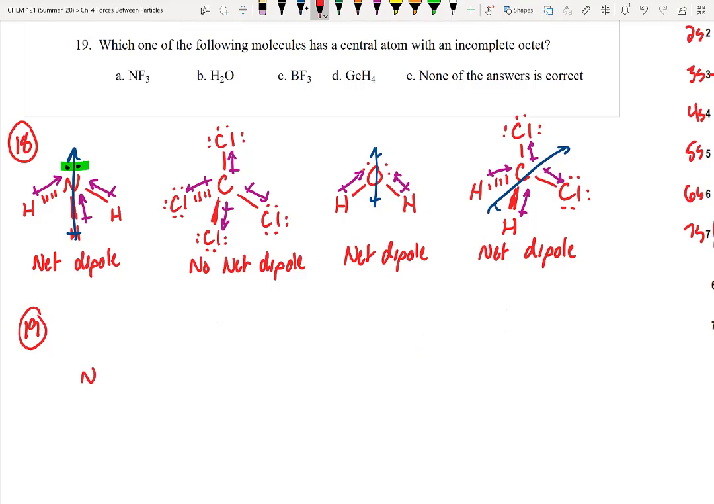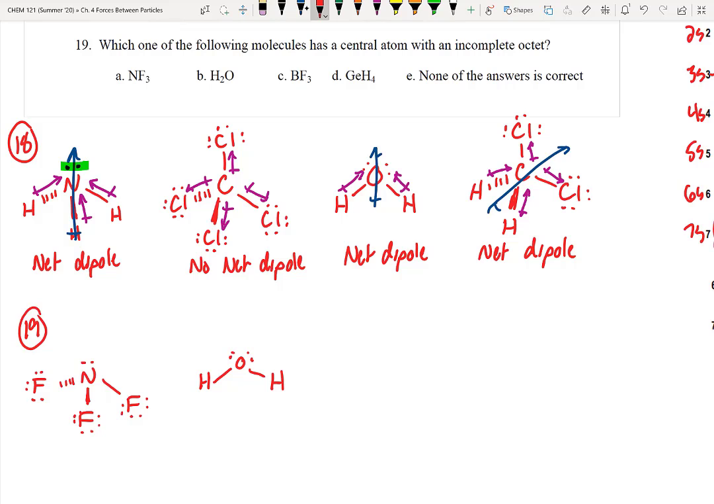NF3 is going to look a lot like the molecule I wrote right above, NH3, but we're going to swap those hydrogens for fluorine atoms. Those fluorine atoms would each have lone pairs around them. Next molecule is H2O, which we already drew right above, which would look like that. Next one is BF3. We haven't done one for BF3, so let's try to build it.